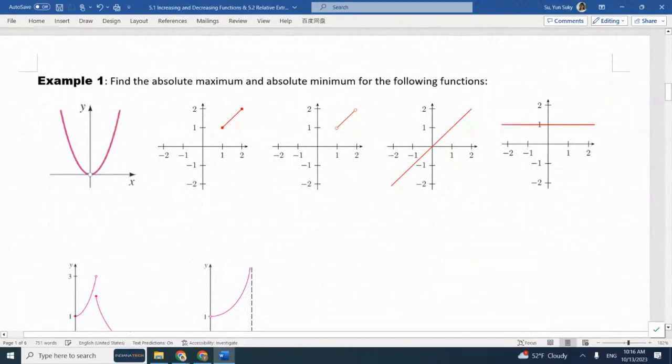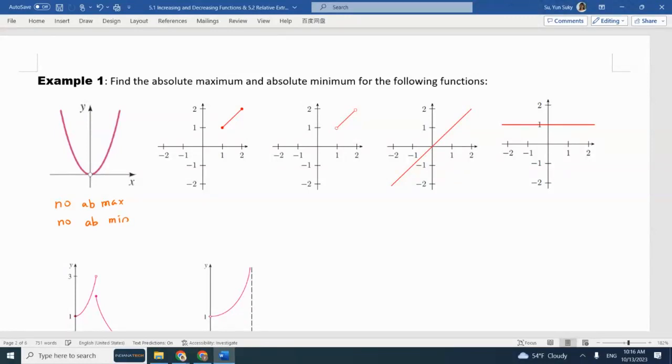Find the absolute maximum and absolute minimum for the following functions. By the way, an open circle means the point is missing, and a solid circle means we include that point. Look at the first picture. Do we have an absolute maximum? No, we do not. It goes forever, right? Do we have an absolute minimum? No, because there's an open circle at the bottom. Exactly. So no absolute maximum and no absolute minimum.